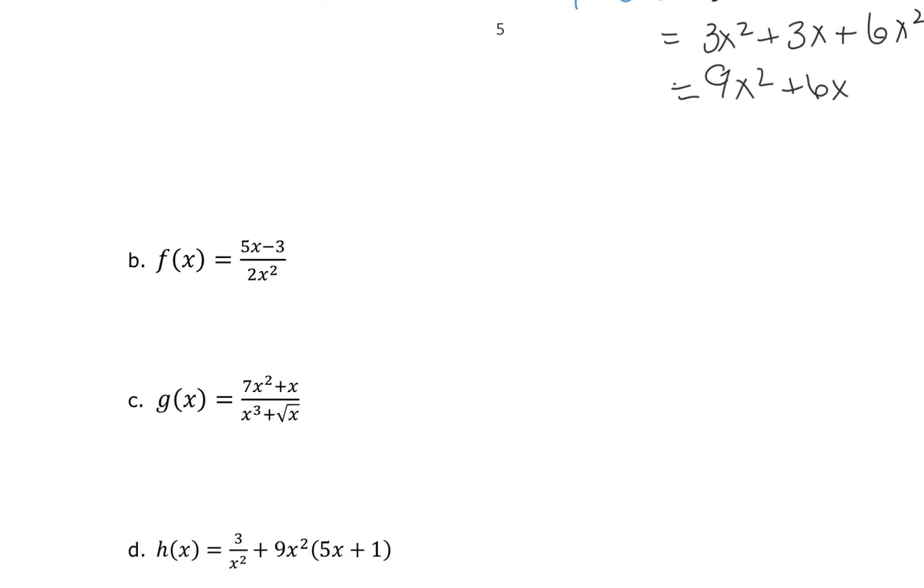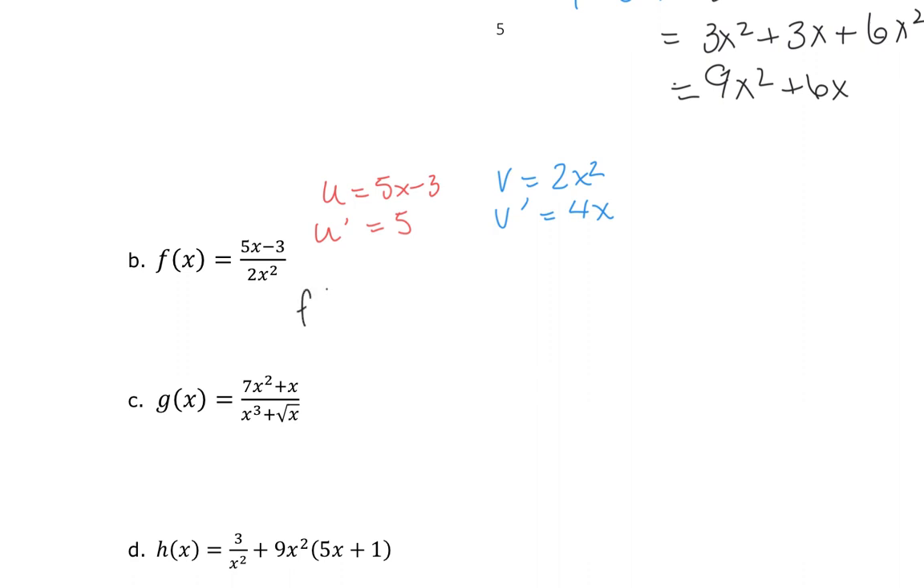Let's take a look at b. Now b I'm going to approach in two ways. Again, I'm going to first do the quotient rule, and then I'll show you an easier way of doing it. So if I'm going to use the quotient rule, u is 5x minus 3, u prime is just 5. v is the denominator, which is 2x squared. v prime is going to give me 4x.